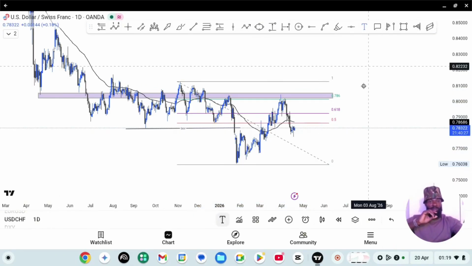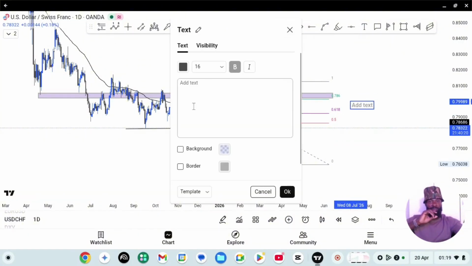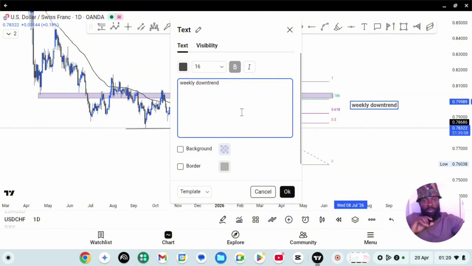Now let me write it. Weekly: downtrend. Daily: downtrend. Now let's move down to the 4 hours time frame.